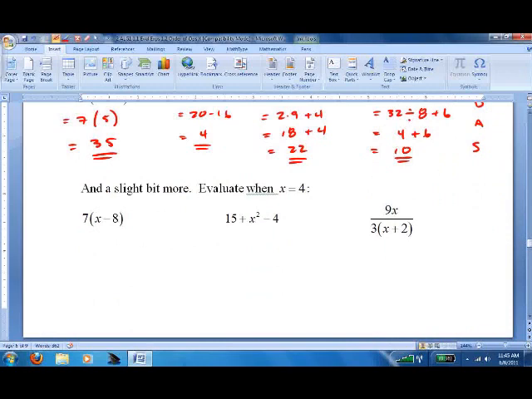And this is a little bit of both, where we evaluate expressions and we need to do order of operations. So we're going to plug in the number first. 7 times 4 minus 8. What do we do first? Well, the parentheses. So we get a 7 times a negative 4. And 7 times negative 4 is negative 28.